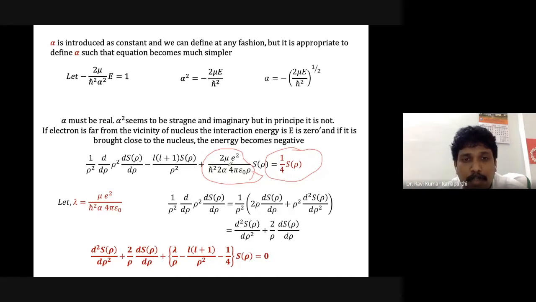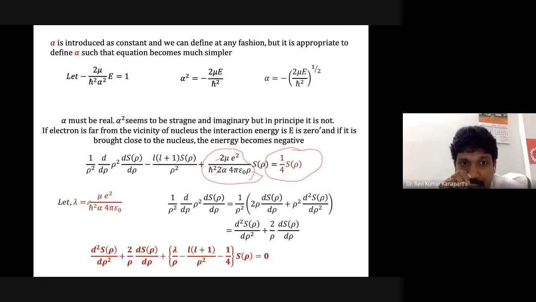Therefore, we try to replace that with another constant. Let lambda be equal to, of course, you can do a small cancellation here, there is a 2 in the numerator and denominator, both can be cancelled, and the remaining quantity is mu E square upon h cross square alpha times 4 pi epsilon. That is the quantity we will replace with another constant, lambda. Let lambda be equal to that quantity.